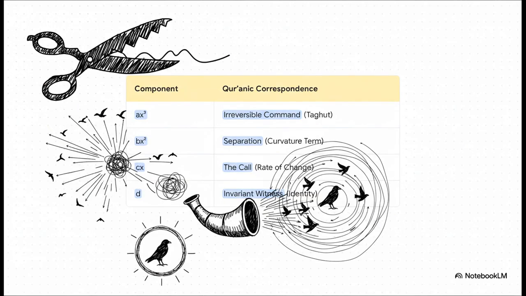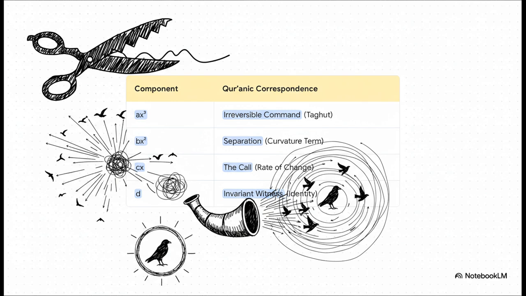Okay, this slide right here is the absolute heart of this entire analysis. Let's break down exactly how the verse maps to the function. Just look at the table. We'll start with D, the constant. This is the bird's essential identity, its essence, which never actually changes. Then you've got CX, the linear term. This corresponds to the call, the force that guides all the pieces back together.